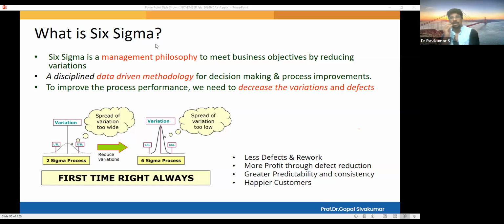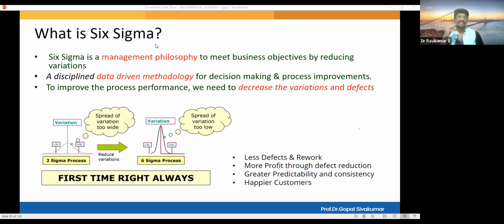Obviously, that will lead to better profit and defect reduction. If your process has fewer defects and very little rework, then obviously the capability of the process will improve. Then your process predictability, what do you mean by predictability? If your process has fewer failures, you can rely on your process more. The reliability of your process will improve. So obviously that will lead to consistent outcomes. Your process will give you consistent outcomes without variations.